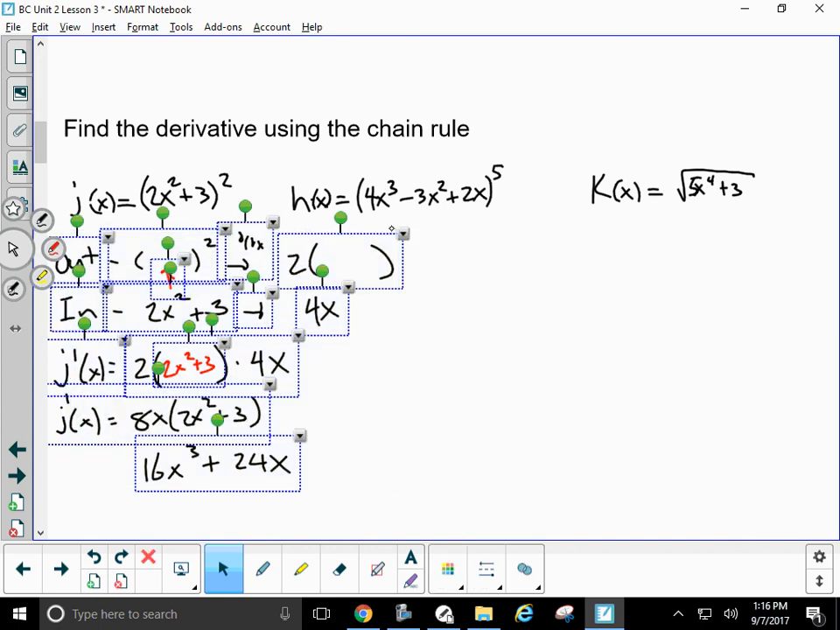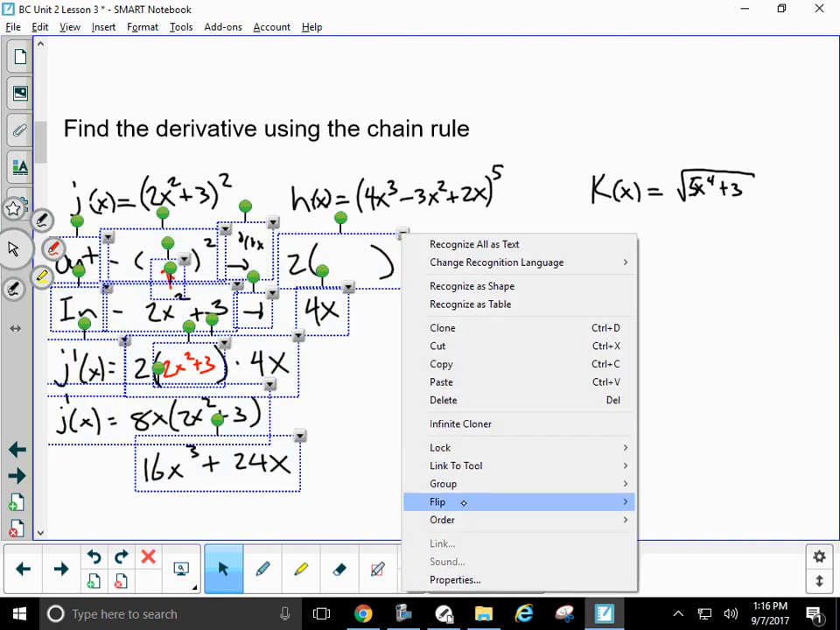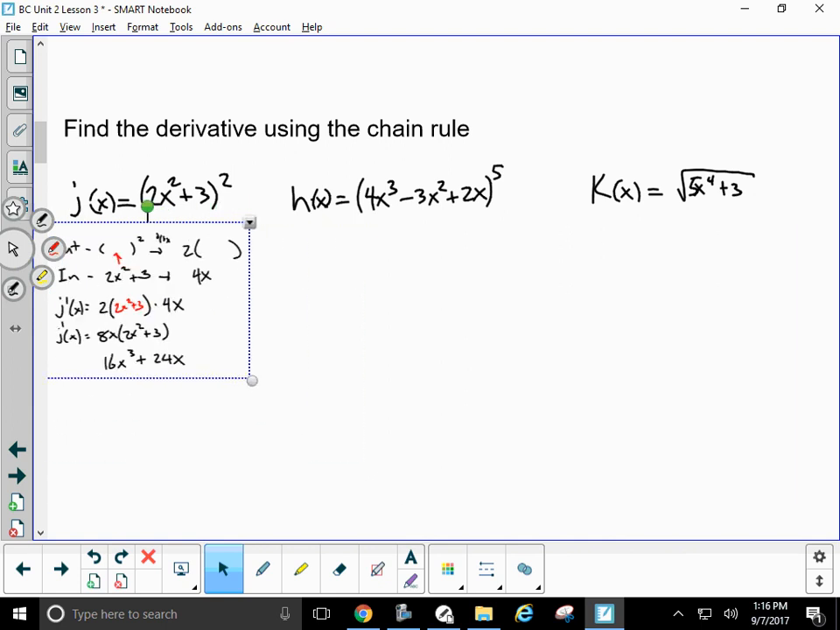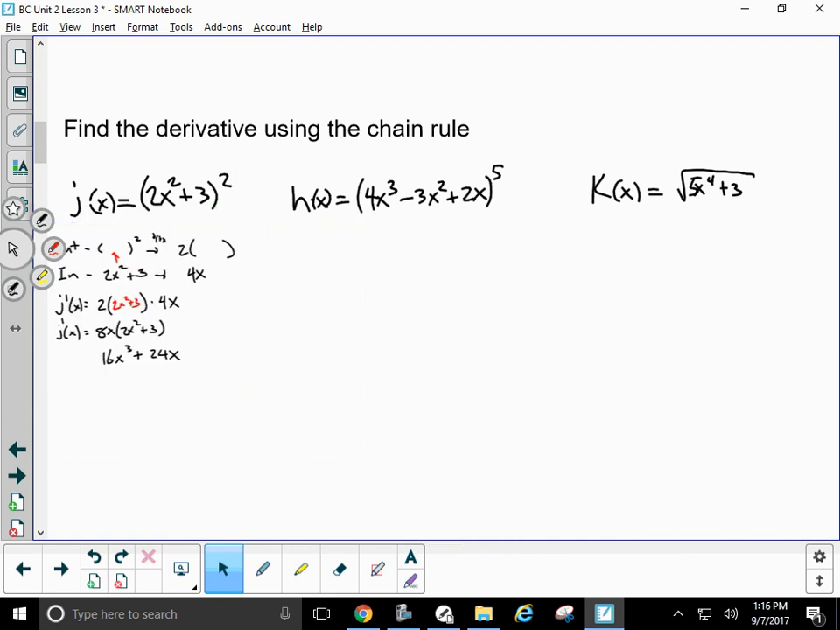Okay, let's go ahead and you guys try H while I do it. See if you can understand and list off the outer function and the inner function. Take their derivatives and then just multiply those together and fill in the blanks.